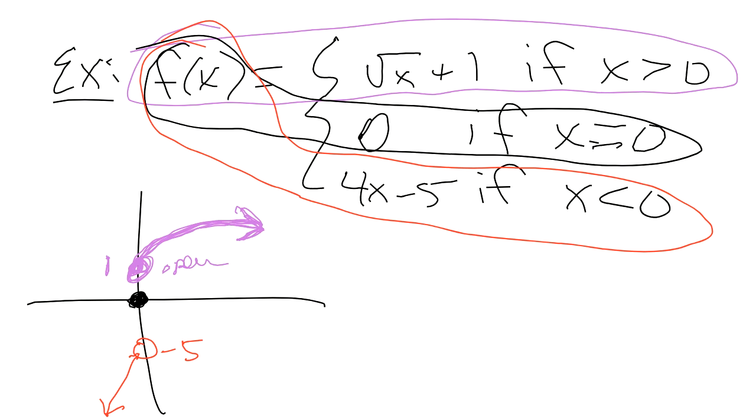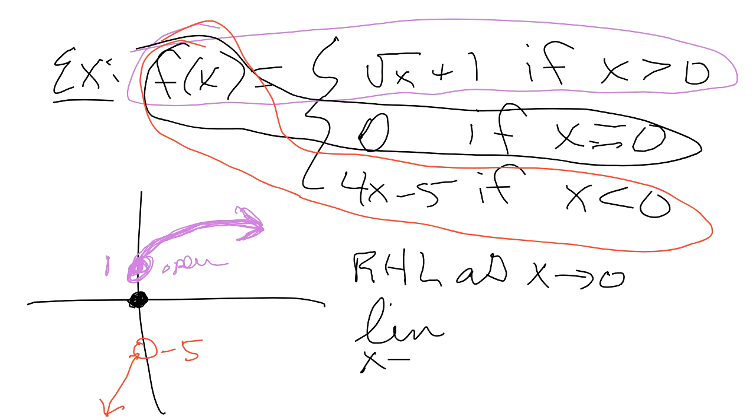We could say, what's the right-handed limit? Instead of writing that out, I'm just going to put RHL, the right-handed limit as x approaches 0. So x approaches 0 from the right. We write the limit as x approaches 0 from the right of f of x. That would be the purple one, the square root of x plus 1. As I approach 0 from the right, I'm coming down to a height of 1. So the right-handed limit for this function f of x is 1 at x equals 0.